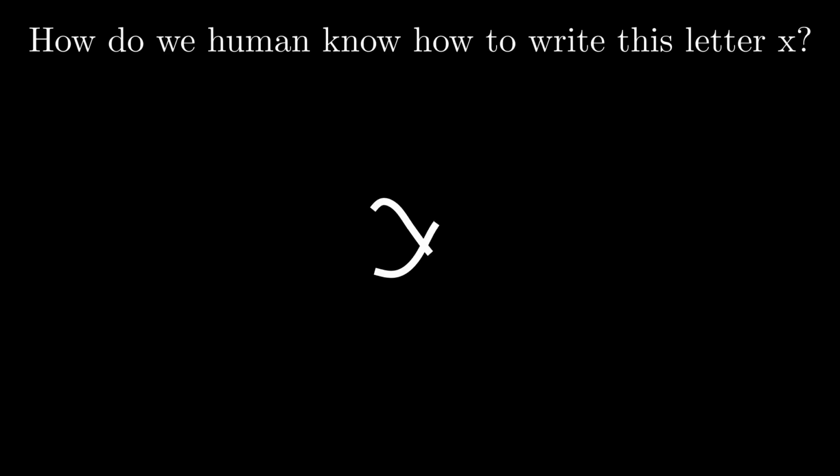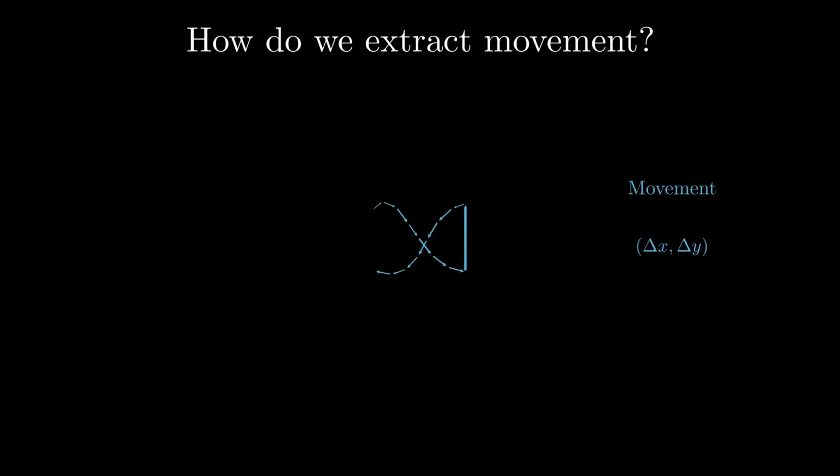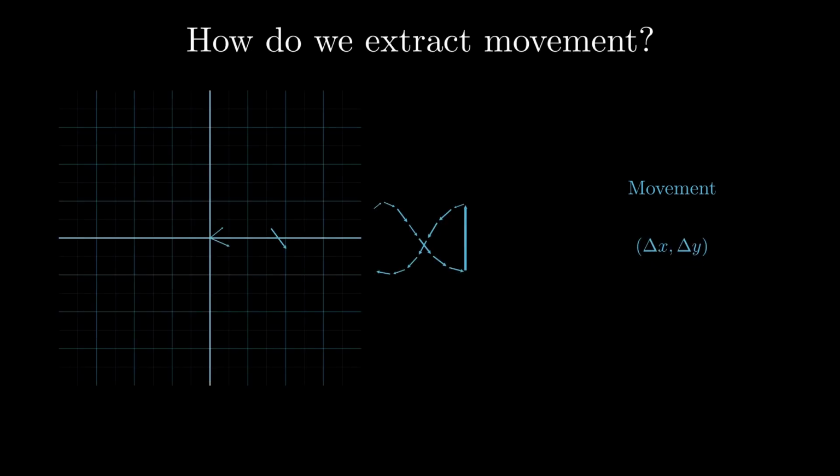As a human, how do you actually write the letter X? The answer isn't just in the final shape, it's in the motion of your hand. That motion can be captured as the difference between one point and the next. And when you map all of those movements into a coordinate system, the pattern that emerges looks something like a flower.